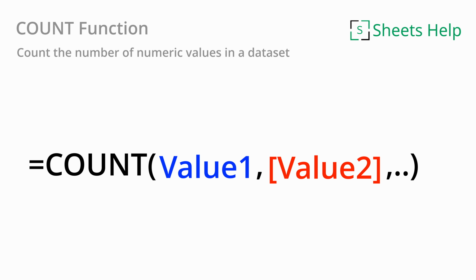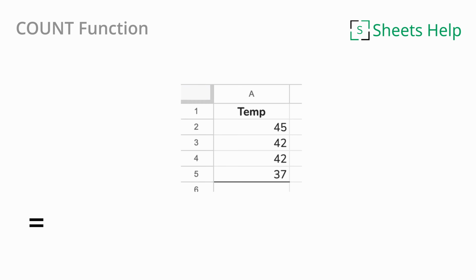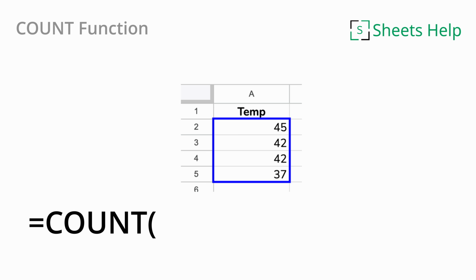All right, so let's go over this more with a few examples. The first example is where we're just going to count a range of numbers. So let's say we have some temperatures and the numbers are in the range of A2 through A5. So we'll type out count, open parentheses, type out the range, close the parentheses and hit enter. And here the count function sees 4 numbers and returns a 4. That's the most simple application.